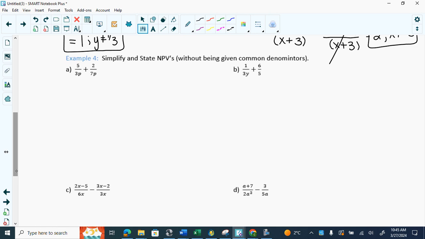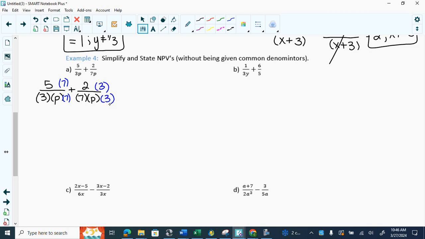So we technically have 5 over 3p plus 2 over 7p. We agree? Because they're each snowballs. So what do each of them have in common currently? The variable, the p. So do I actually have to do anything to get the variable to be the same? No, I just need to make the numbers the same. So what can I make 3 and 7 be? 21. So I can multiply this one by 7 and this one by 3.